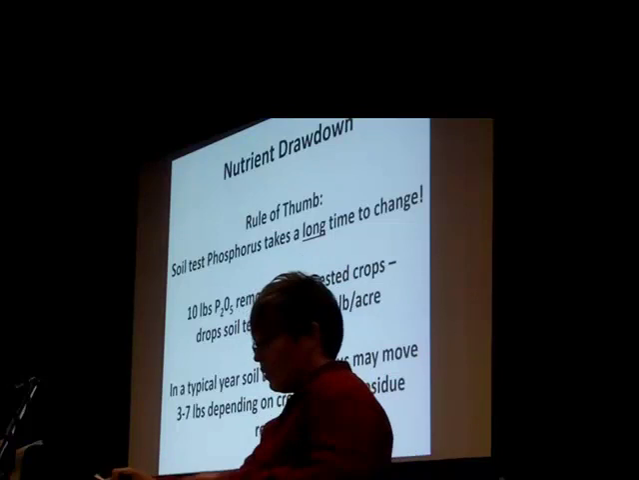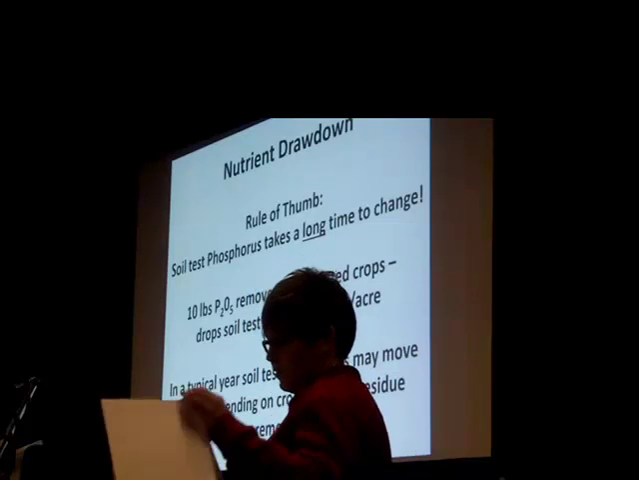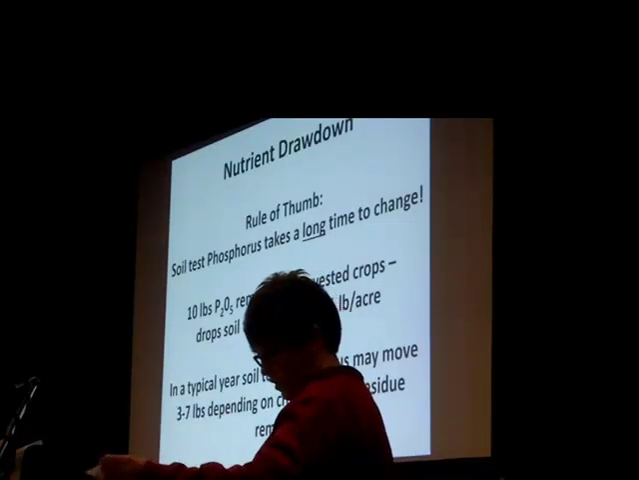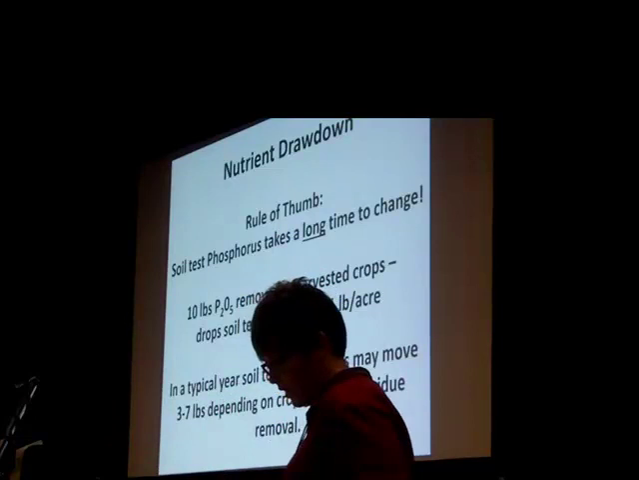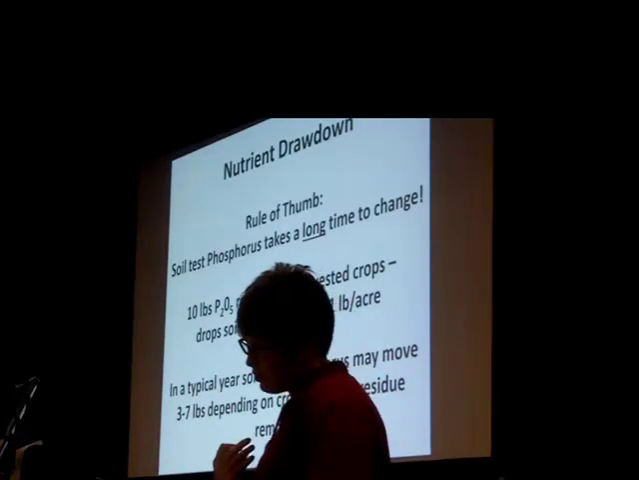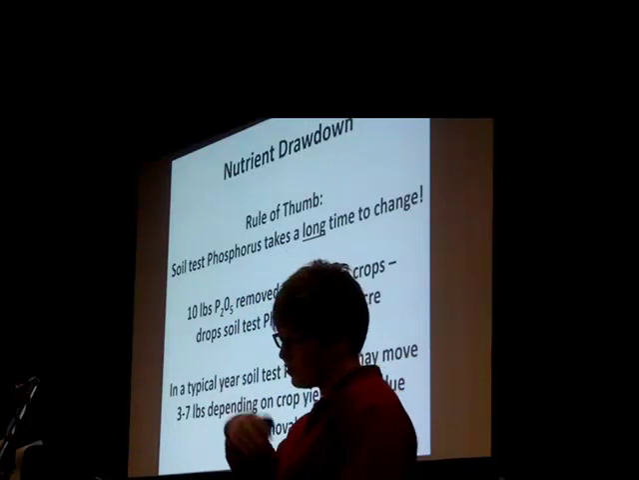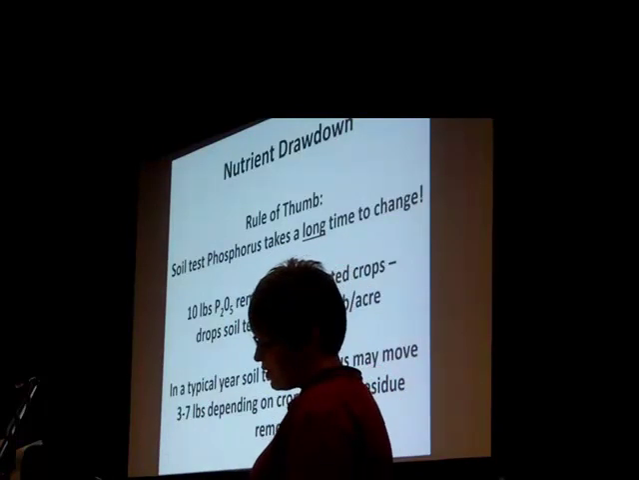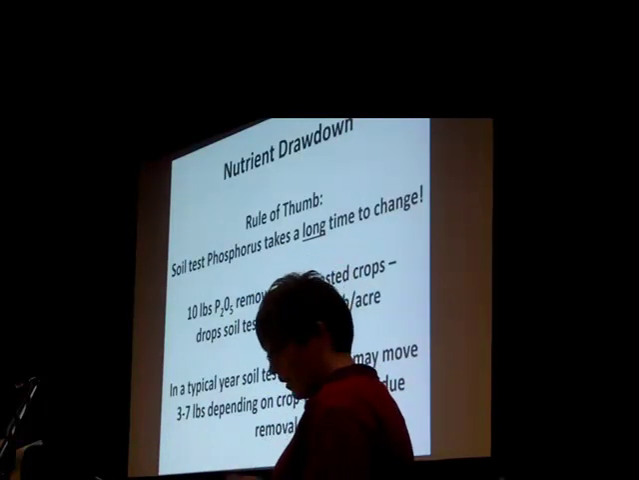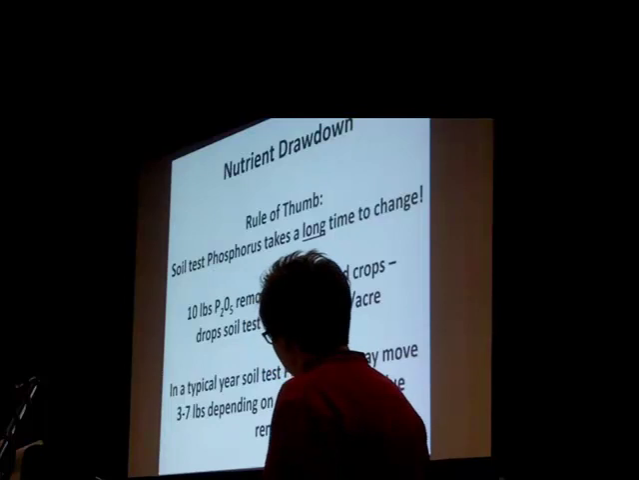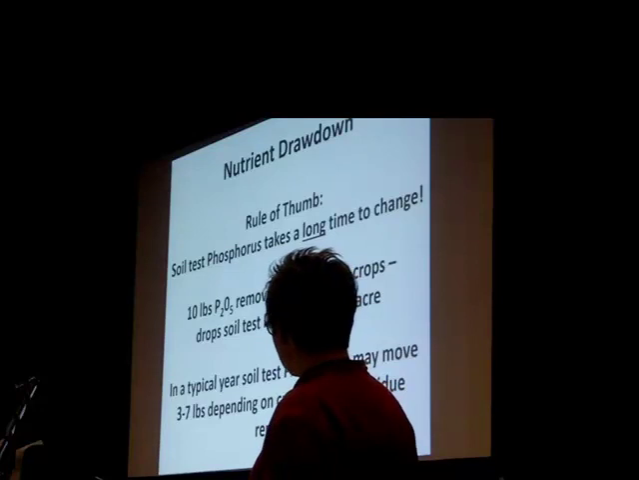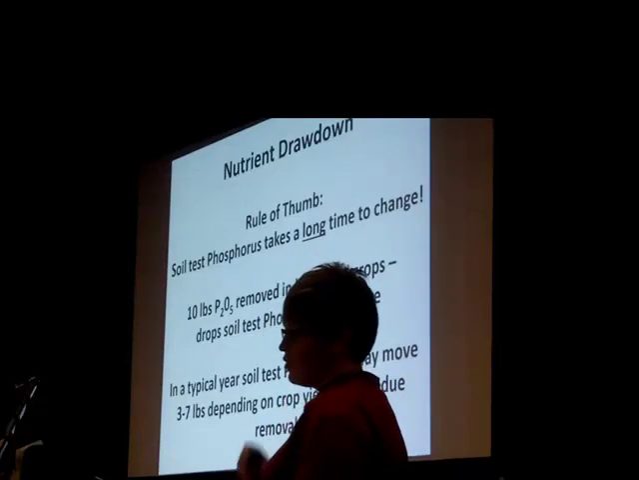So when we look at the rule of thumb for nutrient drawdown, this has kind of been all over the board, at least the experience that we have. We have guys bringing samples in saying, hey, I've planted alfalfa for 6 years now and I've drawn my soil test down this many pounds. And we're like, there's no way. And so our general rule of thumb that we've been using is 10 pounds of phosphate removed in a harvested crop drops the soil test phosphorus by 1 pound per acre. General rule of thumb.